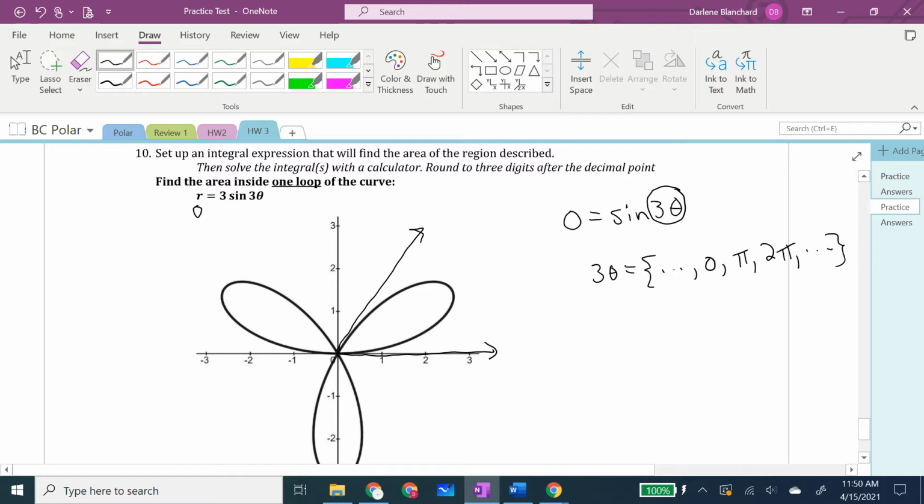And then when I divide by 3, I get angle 0, angle pi over 3, and we can keep going, but that's good enough. If you then integrate from 0 to pi over 3, and you use your 1/2 r squared d theta formula, where this is your r, you will get the area inside one loop. You could also use symmetry and integrate from 0 to pi over 6 and double the area.